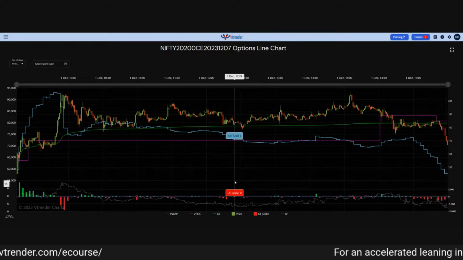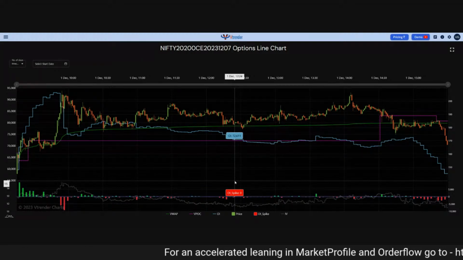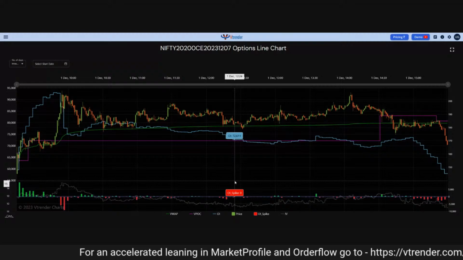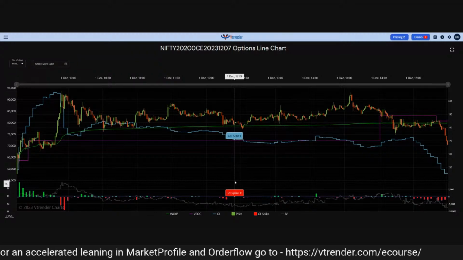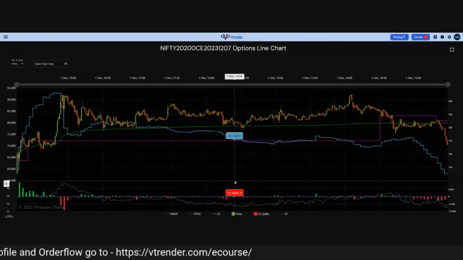So this is how we make use of the option charts and the information which is available. We will need to set up first what is important for us, and we'll have to then use that information and the charts to monetize the process.